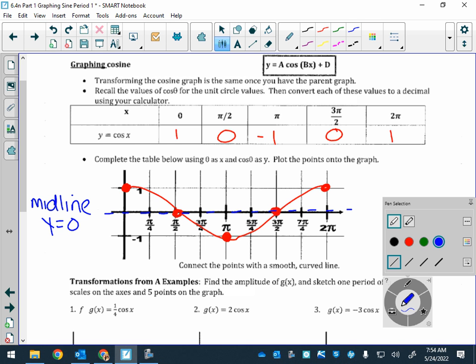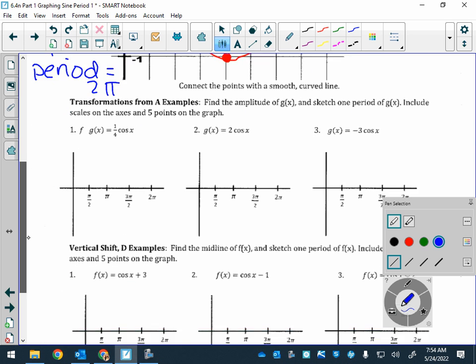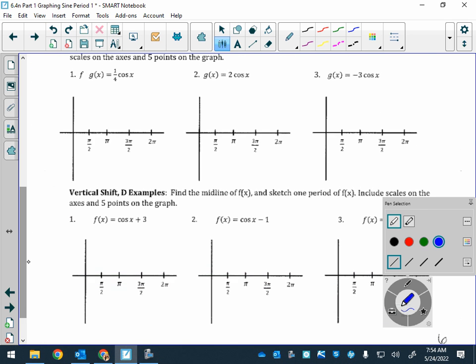Okay, your amplitude from the midline to the maximum point is still 1. And the period for the parent function is 2 pi. So everything is still the same, just the shape of the graph. Instead of starting at the midline, we're now starting at the maximum. So let's look at our transformations.